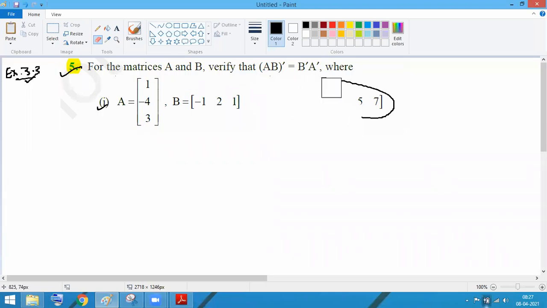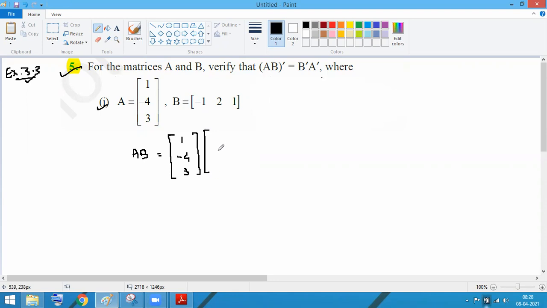The second one. So I will find this. So for this, for the matrices A and B, verify that (AB)' equals B'A', where A is given, B is given. Okay, first I will find out AB. Okay, so what will be the AB? To put A matrix here, 1, -4 and 3. Okay, and here as the -1, 2 and 1. Okay, what will the final order of the matrix AB? AB का matrix का order कितना होगा? 3 row first column, 1 row, 3 column. So 3 by 3. So the order will be here 3 by 3.